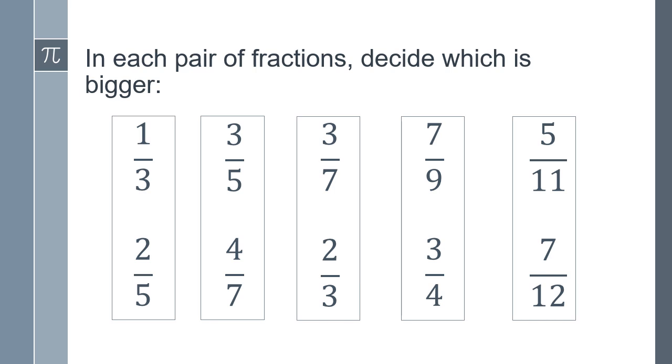So let's have a look at the answers. You'll see a tick appear next to the bigger fraction in each pair. So check your own answers. Make sure you got it right. And if you didn't get it right, just have another look and see if you can see where you went wrong.